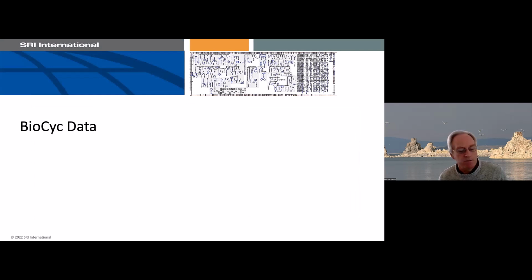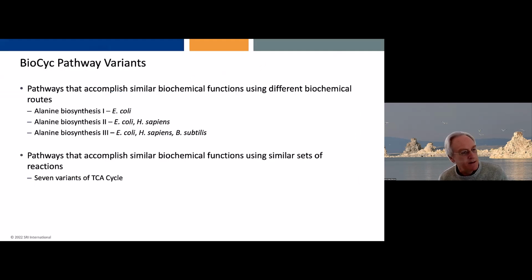Let's survey a bit more about the BioCyc data. I'm going to skip a few of these slides because of time, but we have a notion in BioCyc and MetaCyc of pathway variants, and these are alternative pathways that accomplish similar biochemical functions, or maybe even identical biochemical functions, but using different biochemical routes.